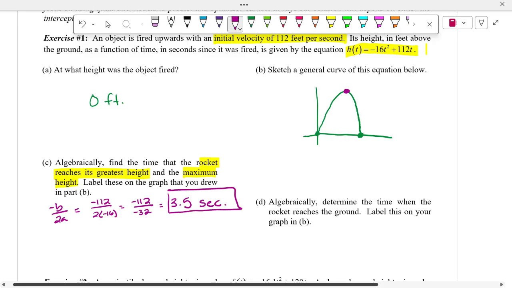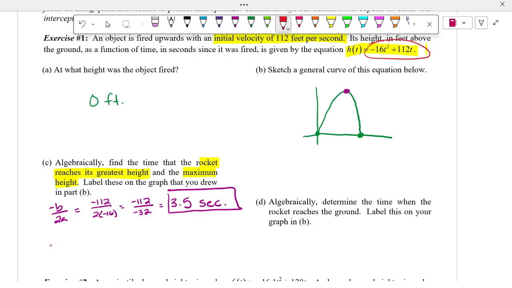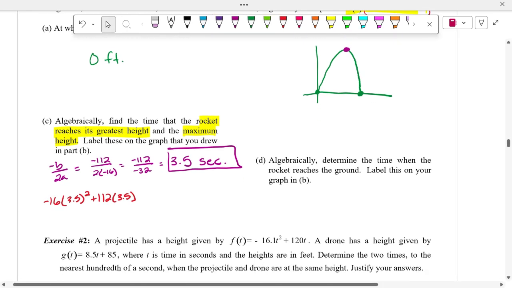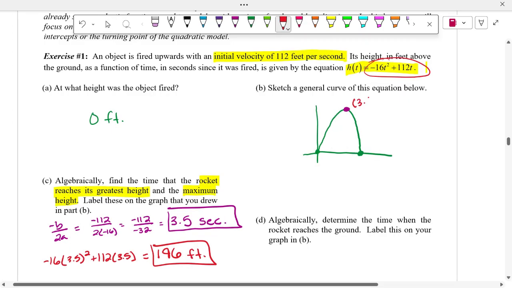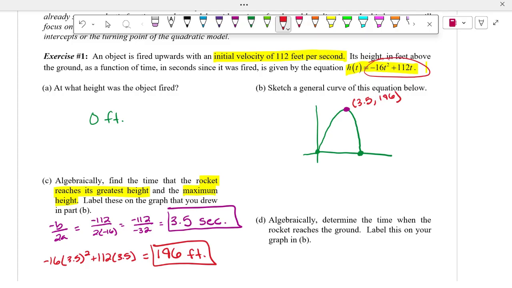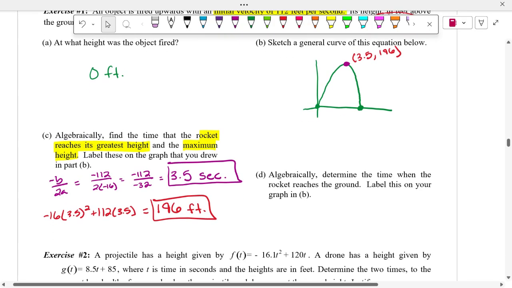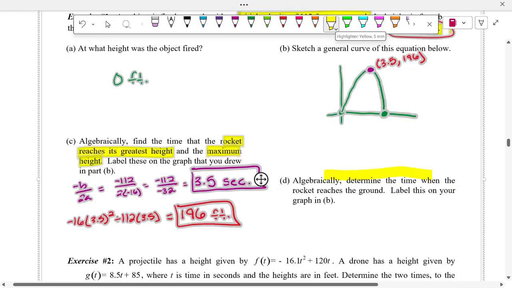Now it wants us to find the actual maximum height. So I'm going to plug this 3.5 back into the original equation. So I have negative 16 times 3.5 squared plus 112 times 3.5. Plug that into your calculator carefully and tell me what you get. It's 196. Did everyone else get 196? All right, so 196 what? Feet. So if we go back to our sketch, this point right here will be (3.5, 196). Now, algebraically, we're going to determine the time when the rocket reaches the ground.